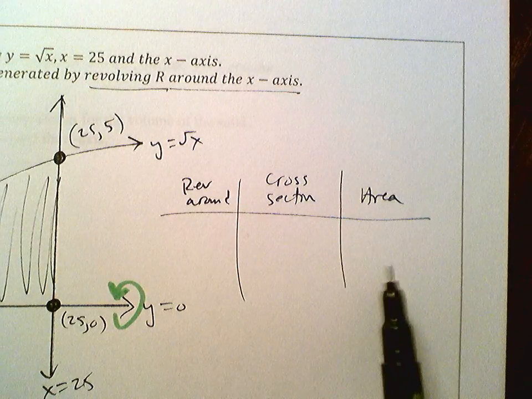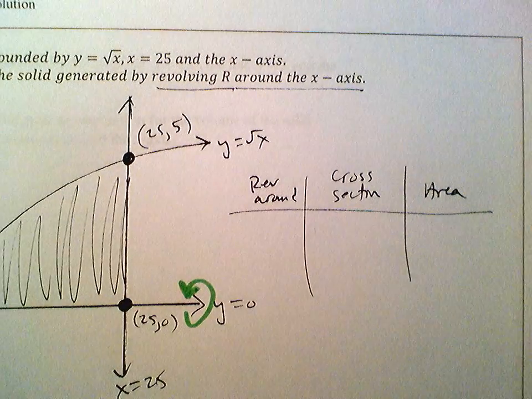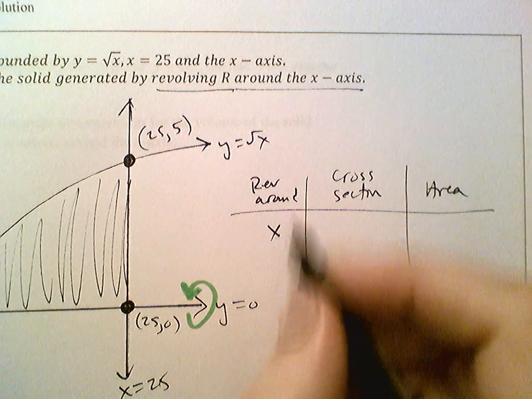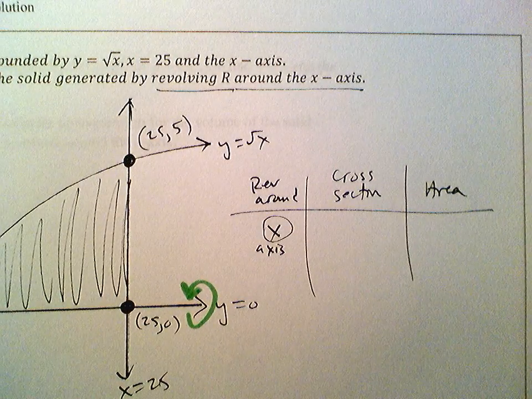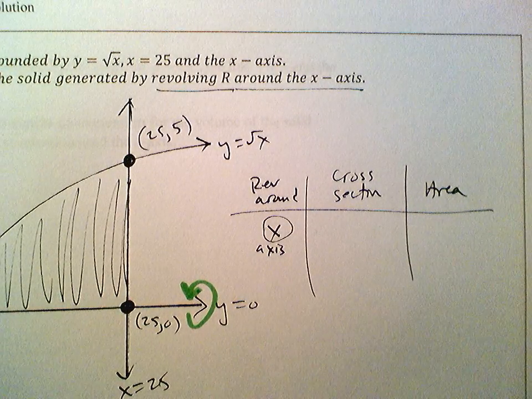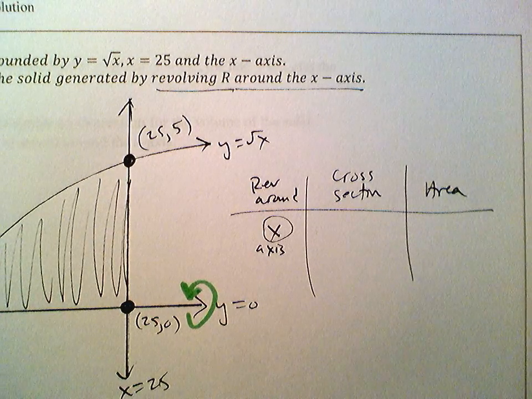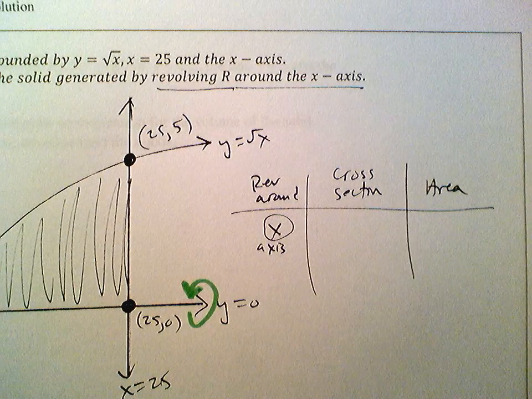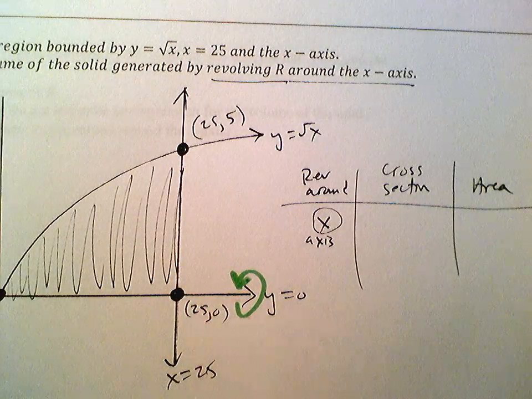So if we want to add up an infinite number of these areas, we'll put it inside of a definite integral. We're revolving around the x-axis. Okay, so that means that we want everything in terms of x. The cross section is going to be a disk. And so what I'd like you to do is this, guys, and please do this in the same order that I do.